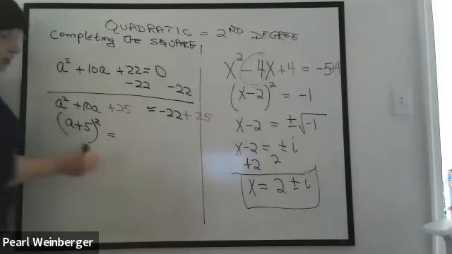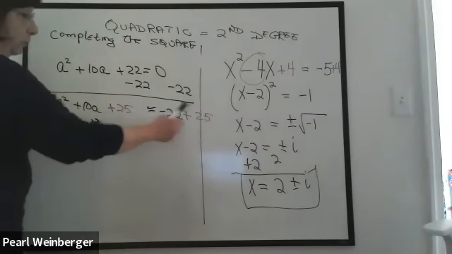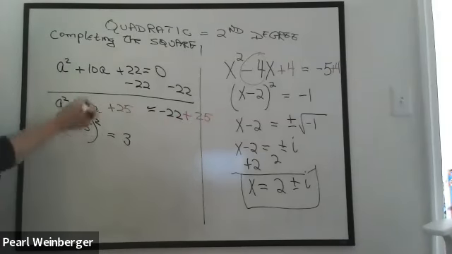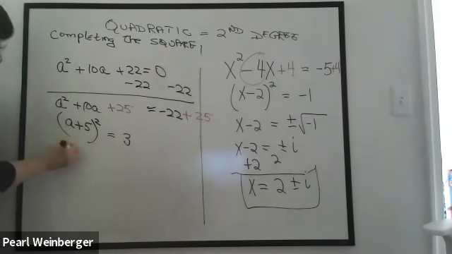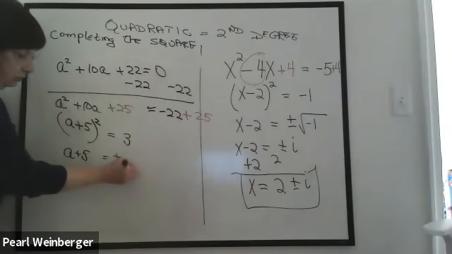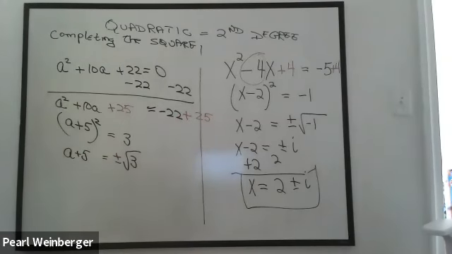Okay, what are we getting on the other side? Well, we have negative 22 plus 25, which is positive 3. And now we take the square root. The square root of the side with the square just becomes the a plus 5. On the other side, we get plus or minus the square root of the number 3. In this case, it's not a rational number. 3 is not a perfect square.